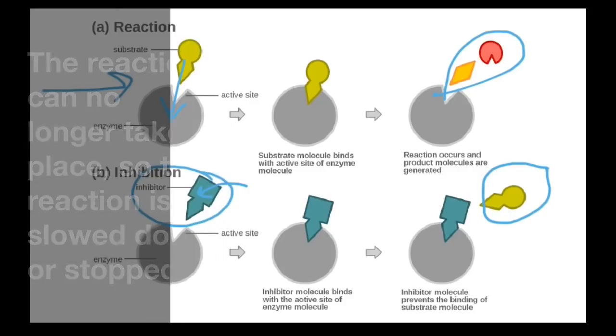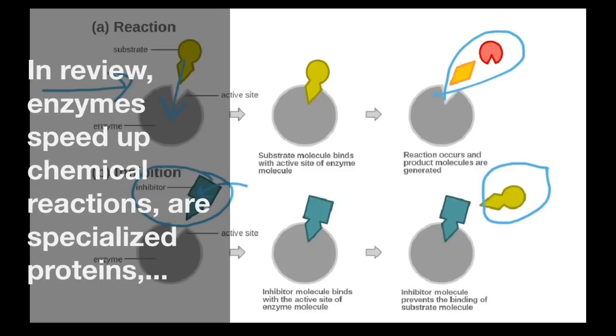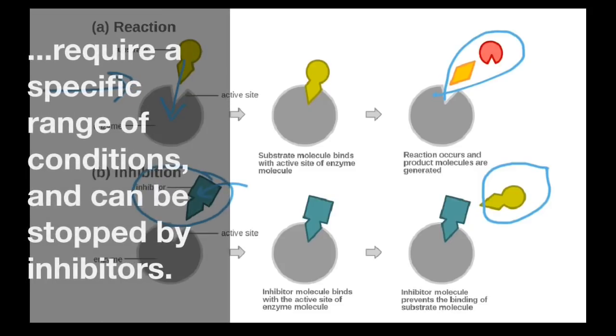And so that's about it about enzymes. Just remember that enzymes speed up a reaction, enzymes are specialized proteins, enzymes require a very specific range of conditions, and enzymes can be stopped by these inhibitors.